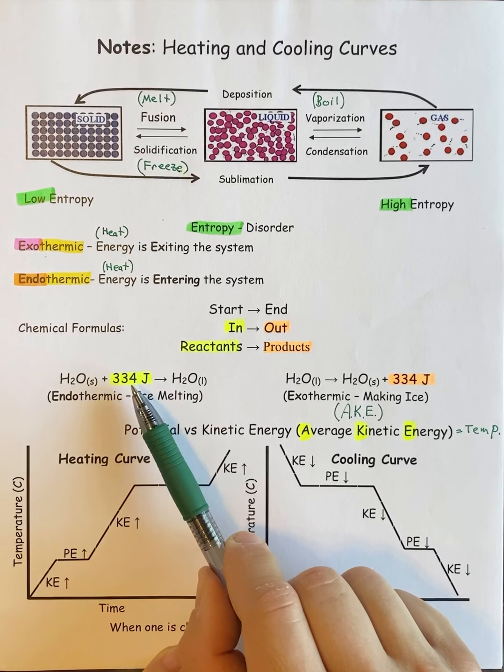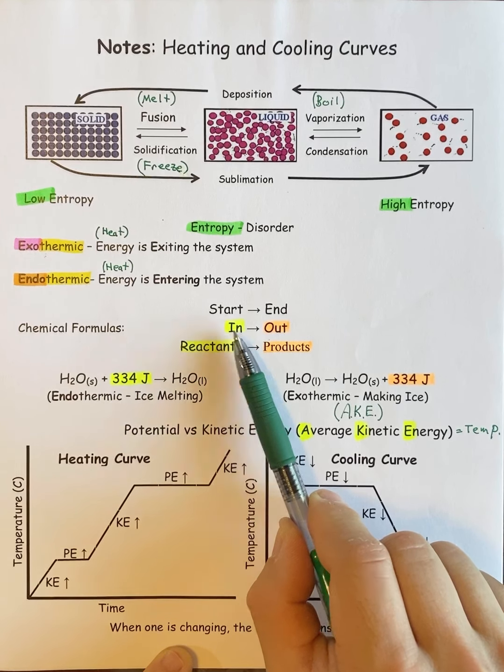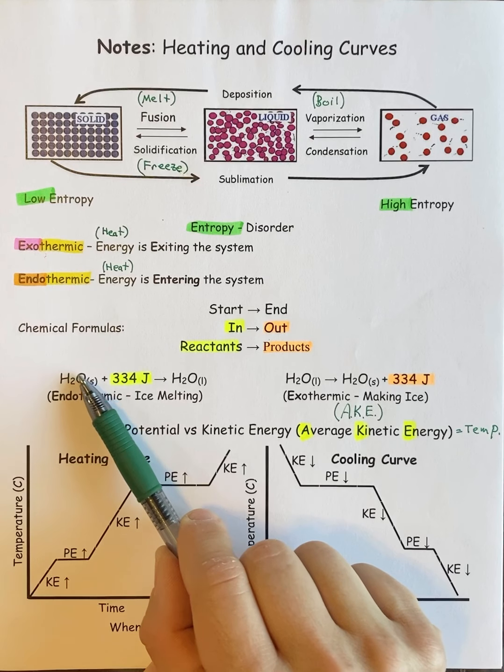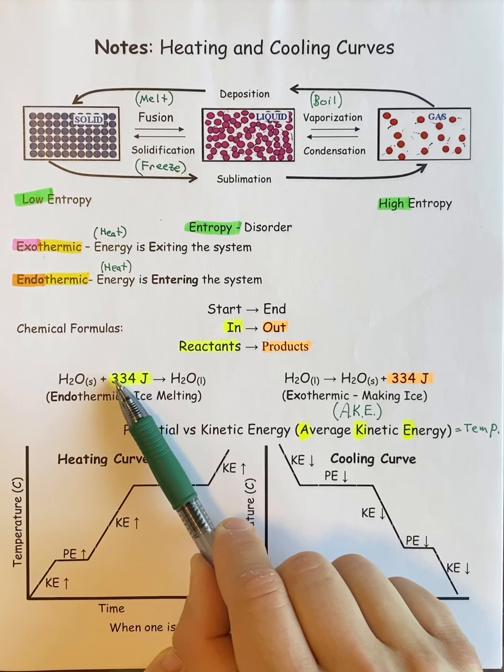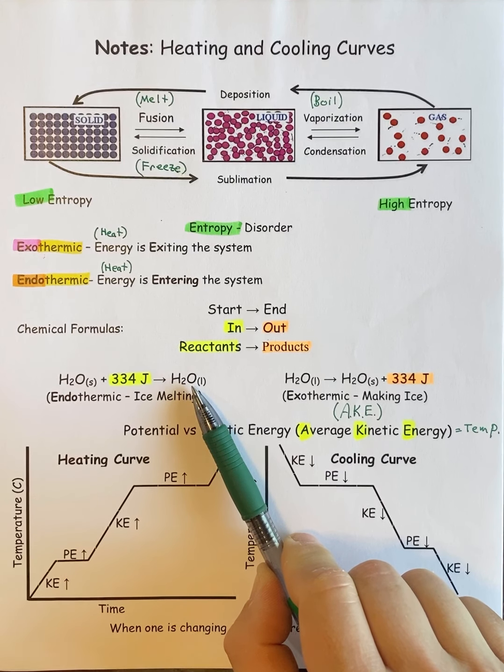And if you look, the energy or the heat is on the left side of the arrow, so it's going into the reaction. So what this is saying is if I take a block of ice and I add a specific amount of heat, I get liquid water. That's a very fancy way of saying you're melting an ice cube.